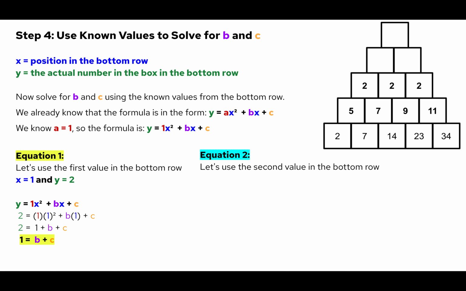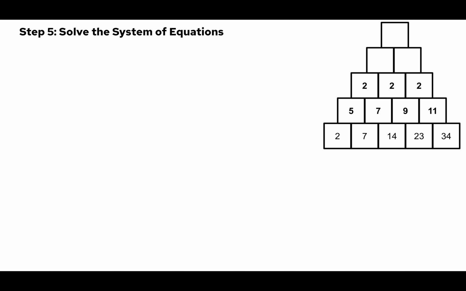Now let's try it with the second number. So in this one, this is the second position. So x is 2 and the number is 7. So y is 7. Again, we replace the variables, simplify, and I end up with 3 equals 2b plus c. Now we're going to solve our system of equations. So equation 1 is b plus c equals 1. And equation 2 was 2b plus c equals 3.